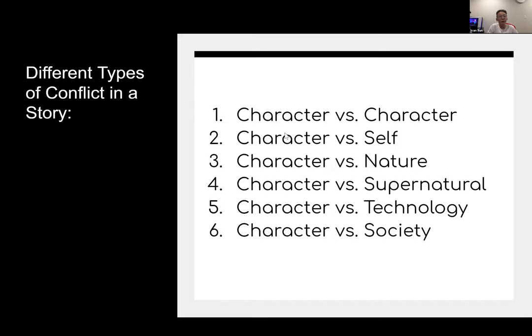And then the fourth type of conflict in a story is character versus supernatural. A supernatural being would be a ghost or a made-up creature. The simplest example would be a ghost. So the character is going against something that may not exist as far as we know now.